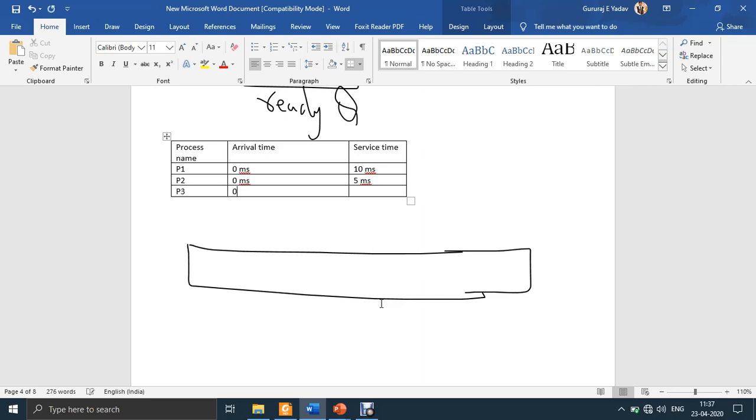Then one more process is also in the ready queue, which is P3. It has again arrived at 0 milliseconds only. What is its completion time? According to the problem, it is 7 milliseconds. So this is the table you have to construct.